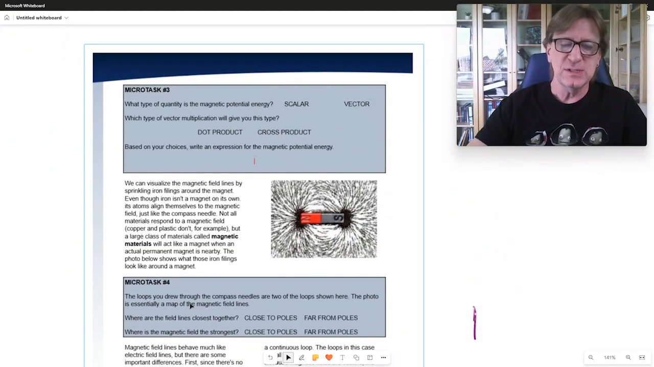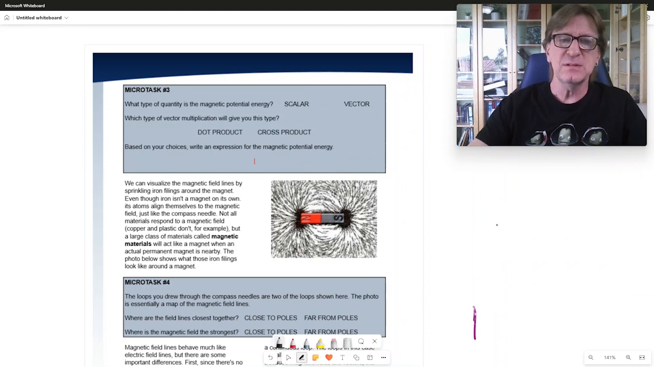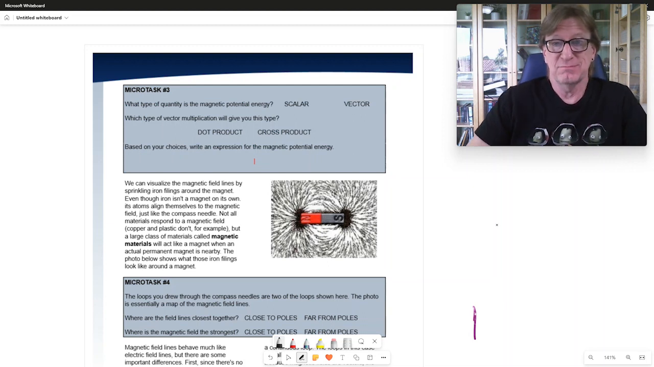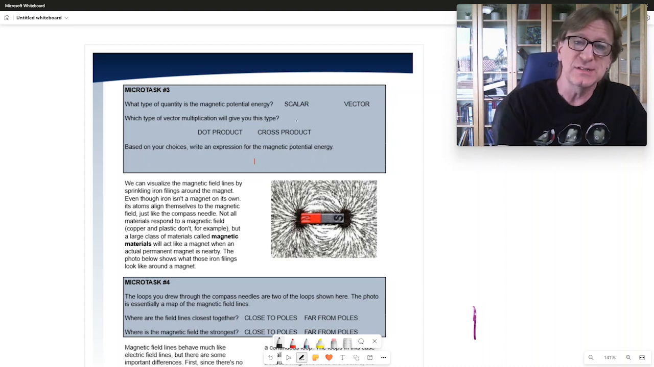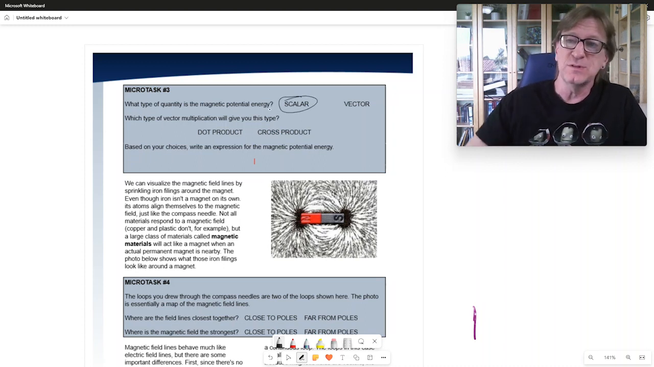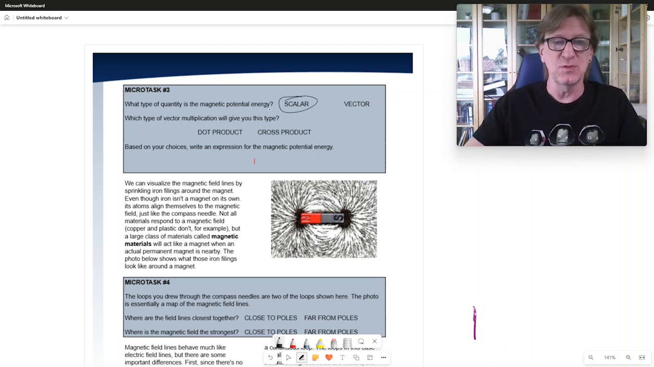Okay, so look at microtest 3. So based on your choices, what type of quantity is the magnetic potential energy? Don't be fooled. It's energy. All energy is a scalar. So don't lose sight of the things that we've been talking about since the very first semester.